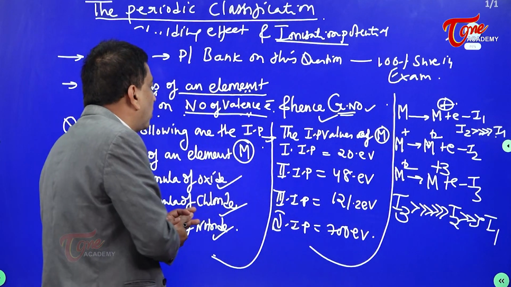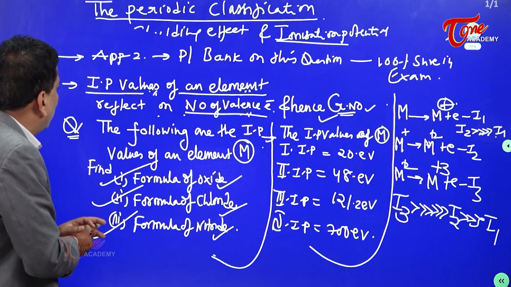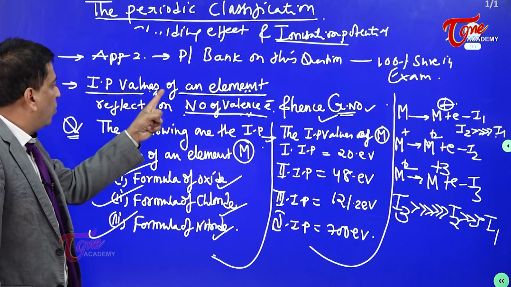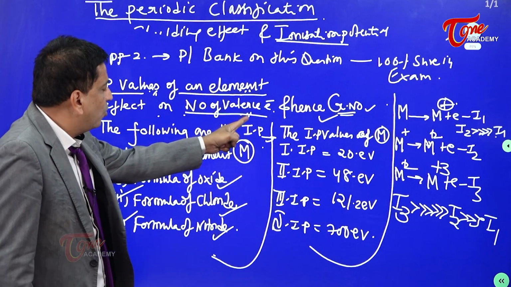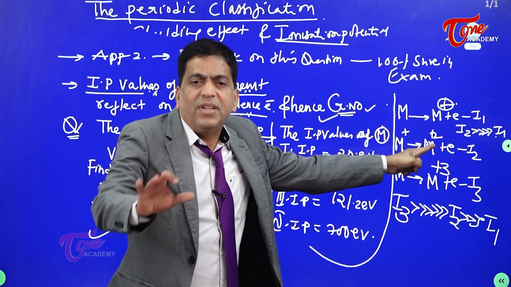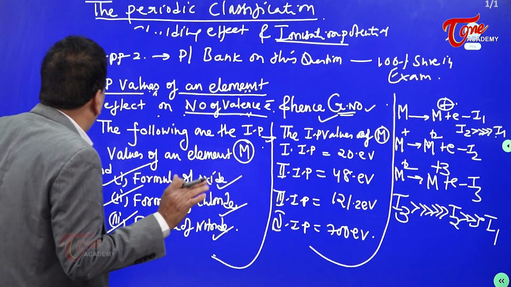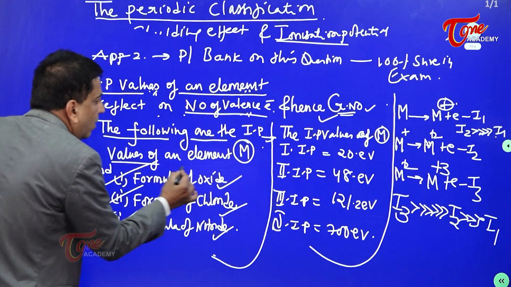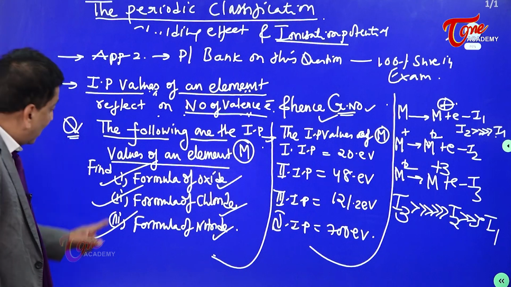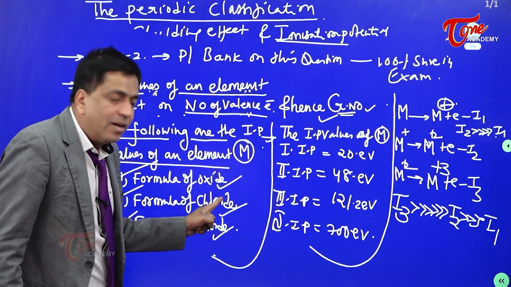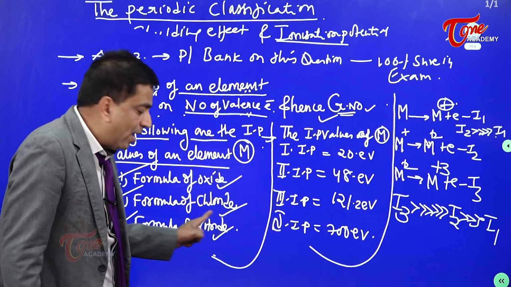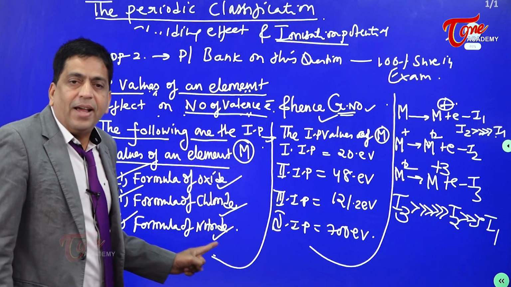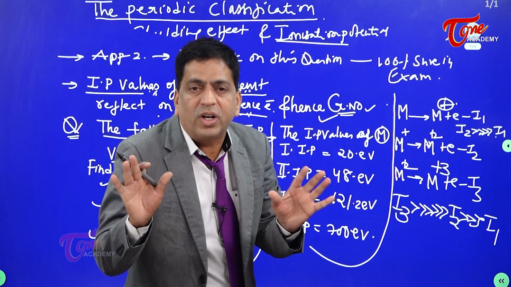So come back to the question. What is the question? Ionization potential values of an element reflect the number of valence electrons and hence the group number, and there is a question on it. Look into the question here. The following are the ionization potential values of an element. He is asking the formula of oxide, formula of chloride, formula of nitride. And here are the ionization potential values he has given.